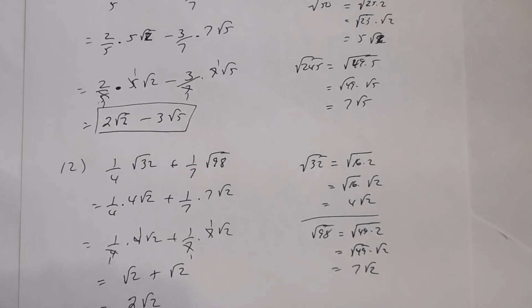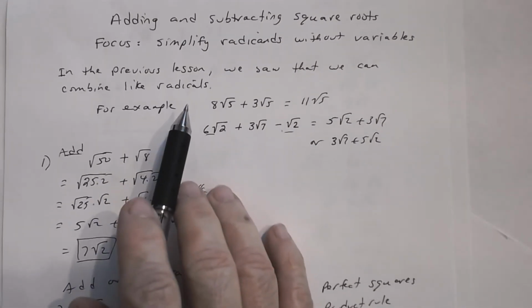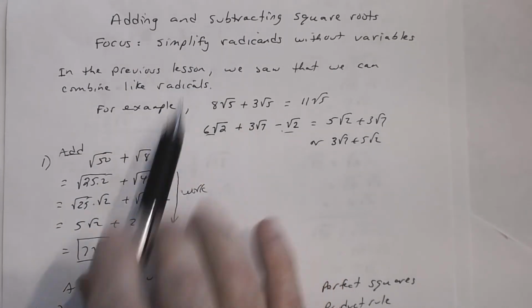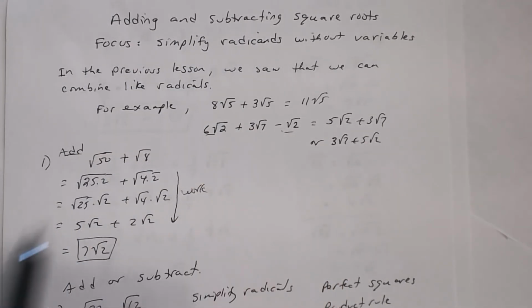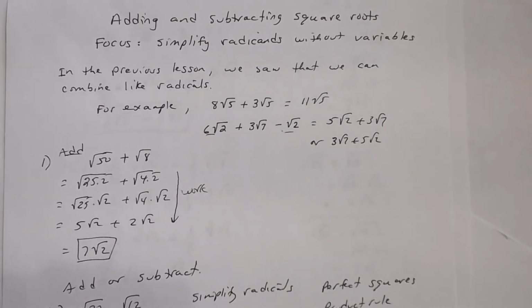So this is going to be the end of this lesson, and I think you should be okay with this now. So remember, this was a lesson where we added and subtracted square roots, but we had to simplify the radicals first and then combine like radicals. All right, so that was the end of this lesson.